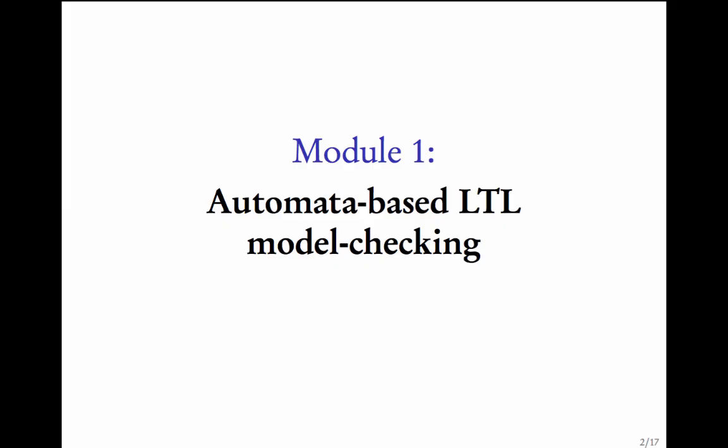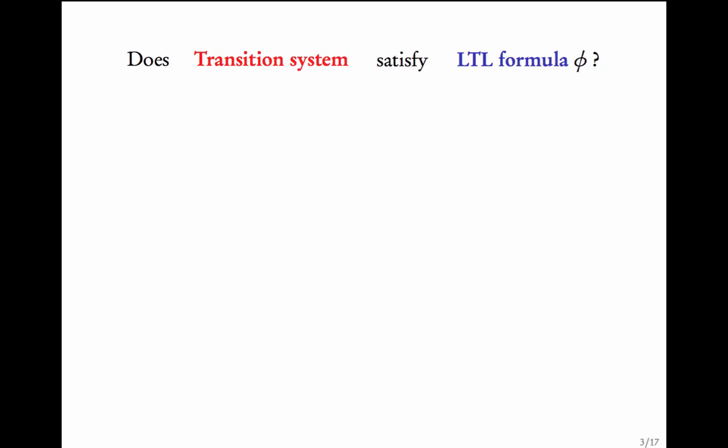In the first module, we will give an introduction to the algorithm. The algorithm is going to be based on Büchi automata. Here is the question. Given a transition system and an LTL formula phi, does the transition system satisfy the LTL formula? We have seen that a transition system satisfies an LTL formula if every execution of this transition system, in other words, if every trace of this system satisfies the LTL formula phi. So every LTL formula corresponds to a set of infinite words. What we need to check is whether the traces of this transition system are included inside this LTL formula.